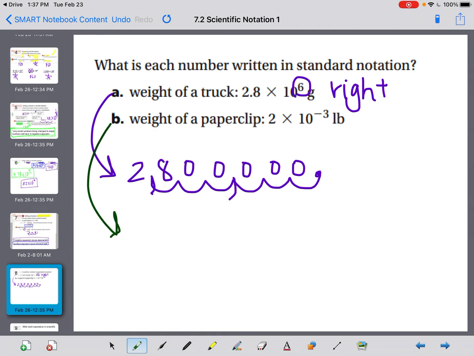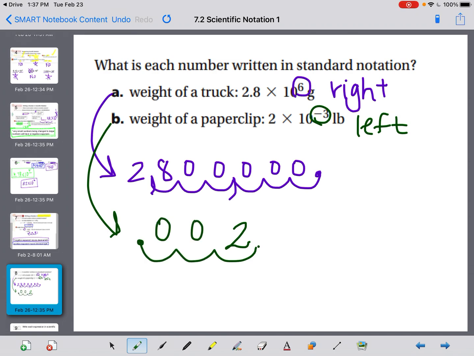Letter B has a negative exponent, so I'm going to move that decimal to the left. The number 2 decimal is behind it, so I'm going to go back 1, 2, 3 places, fill in the gaps with zeros, and I have 0.002.